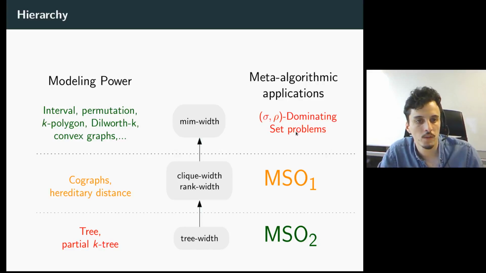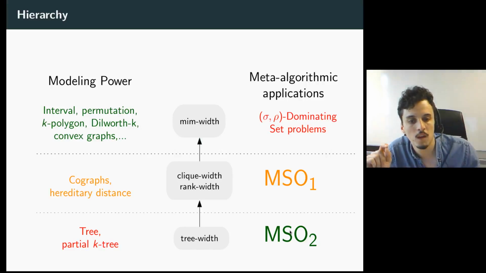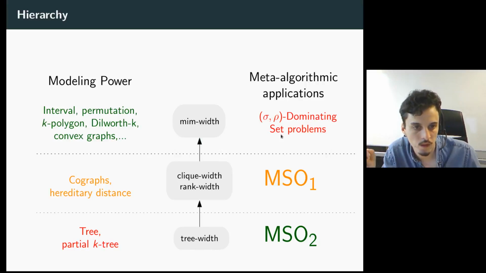On the right, you have some meta-algorithmic applications of these parameters. For treewidth, we have Courcelle's theorem, which says that every MSO2 property is checkable in FPT time, parameterized by the treewidth and the length of the formula. For rank-width and clique-width, we have a variant of this theorem on a less powerful logic. For Mim-width, we don't have anything so general, but we have some results on some smaller class of problems. You can see that there is a trade-off between the modeling power and the algorithmic applications.